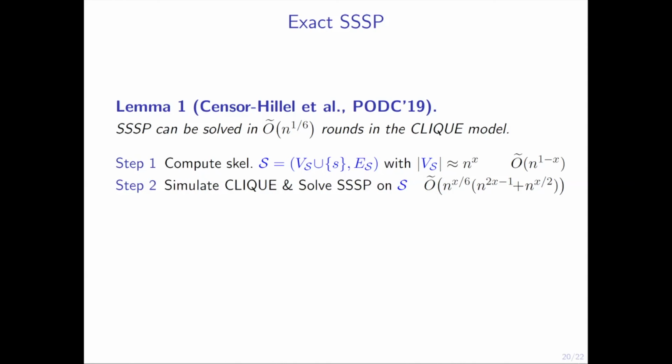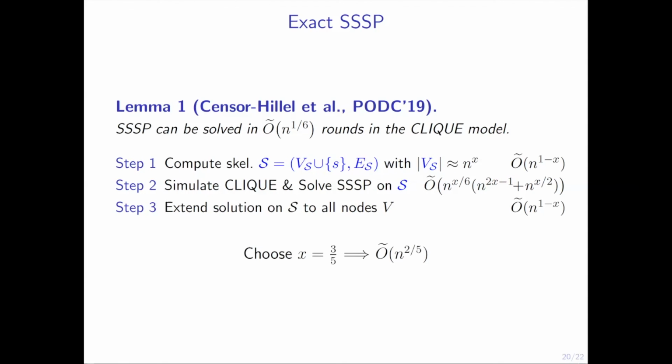And this has the running time of the simulated SSSP algorithm times the runtime of a single round. And keep in mind that the number of nodes in the simulated CLIQUE model is n to the x. So we have a runtime of n to the x over 6 for the SSSP algorithm on the skeleton. And then in the third step, we extend the solution of the skeleton to all nodes in V, which takes another n to the 1 minus x rounds. And by optimizing for x, we get an overall runtime of n to the 2/5.